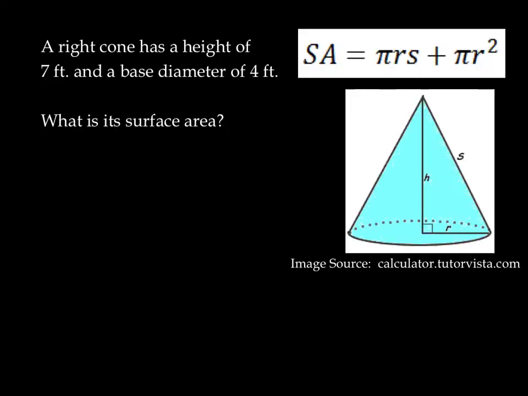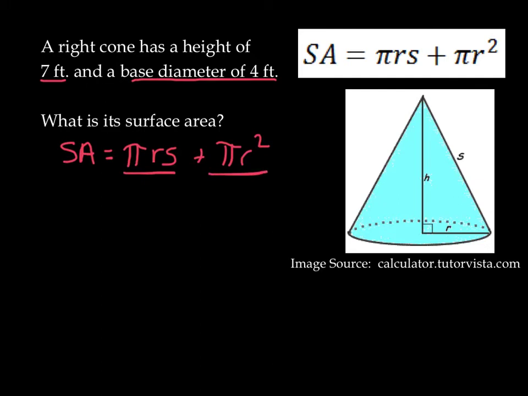Okay, first question here. A right cone has a height of 7 feet and a base diameter of 4 feet, and we want to know its surface area. Well, again, we know the formula for surface area is pi times r times s plus pi times r squared, the lateral area plus the base area. Uh-oh, I don't actually have the radius, do I? I have a base diameter of 4 feet. So we should recall that the diameter goes all the way across a circle, and it is 2 times our radius. So therefore, our radius is going to be 2 feet, half of the diameter.